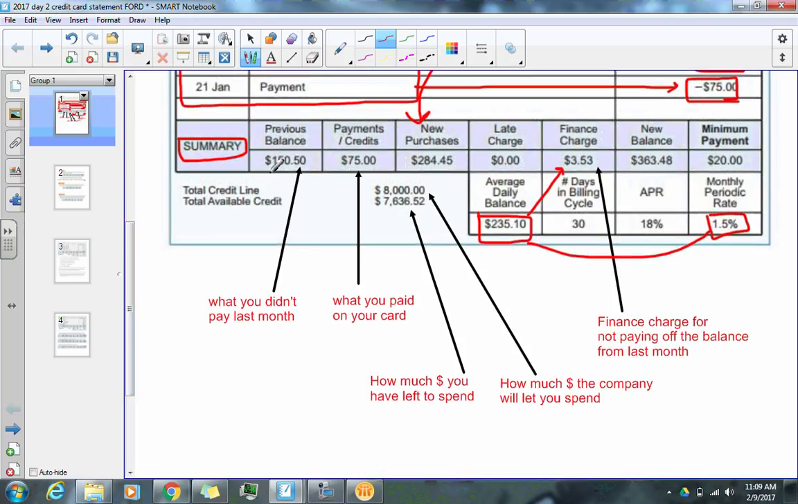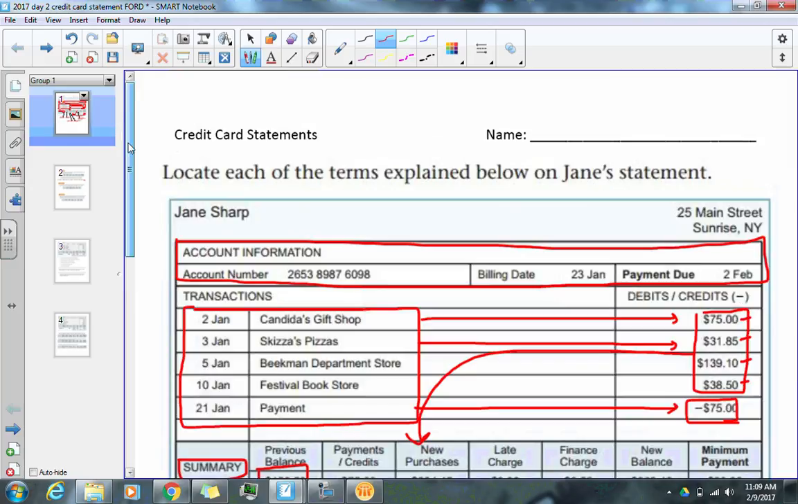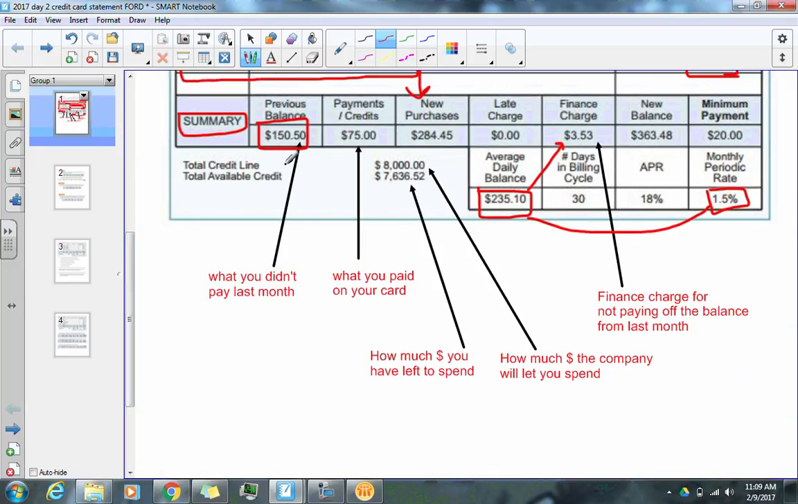The previous balance represents how much was on the card the last month. So apparently the owner of the card, I think it might have been Jane Sharp, did not pay off her credit card bill in time, or she didn't pay it off totally, that is. So $150.50 is what rolled over from the previous month. Now remember, when you have a previous balance, you're always going to have a finance charge, because the finance charge is what they charge you for carrying over your bill and not paying it.